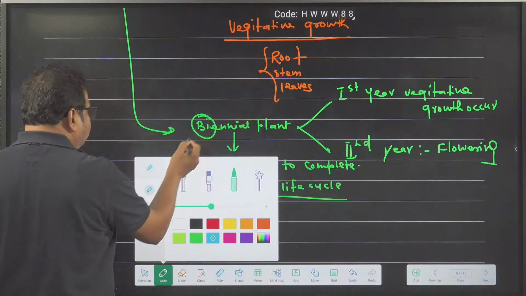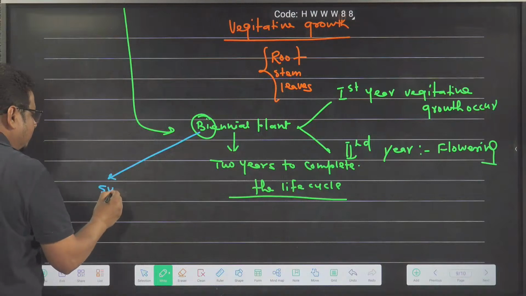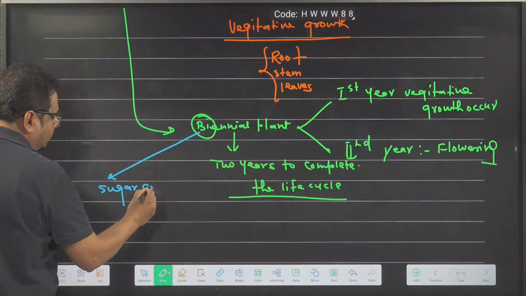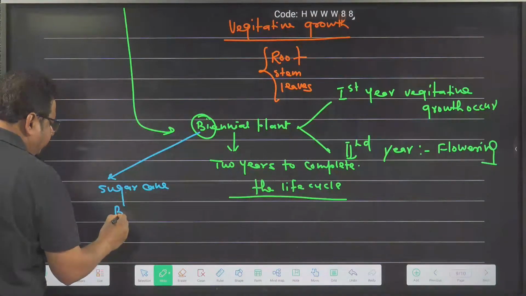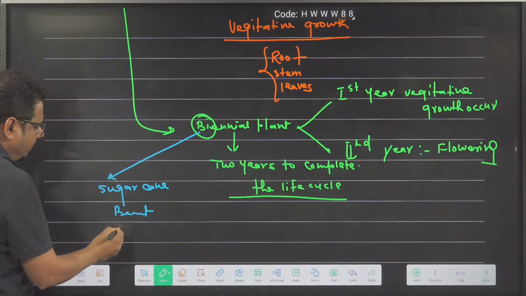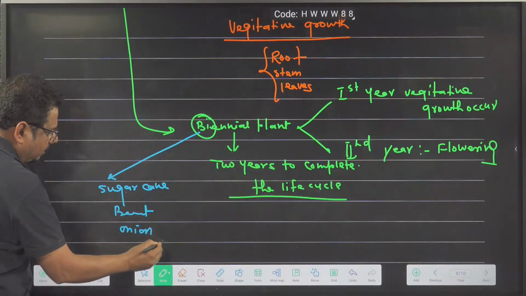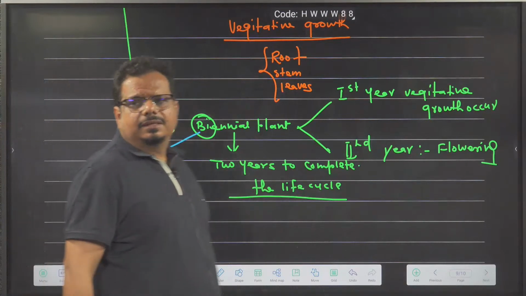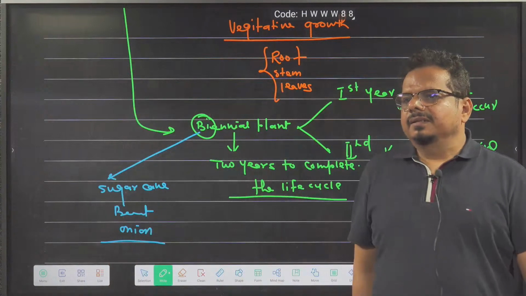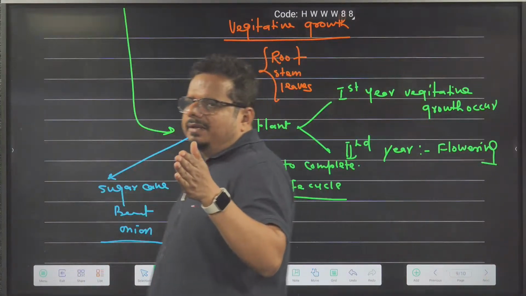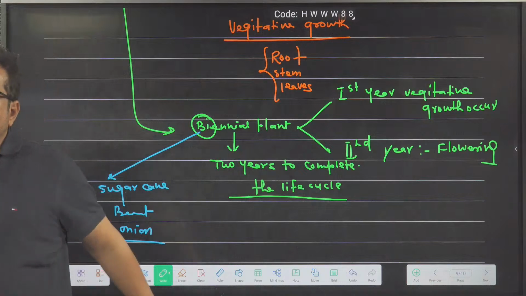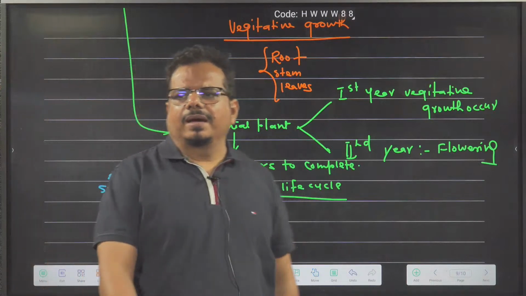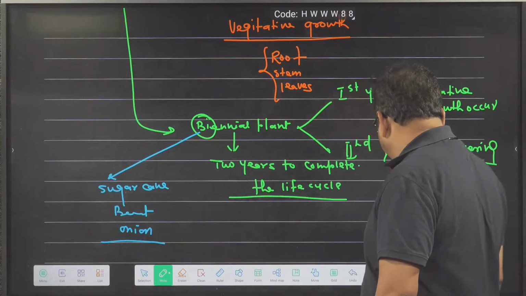Any example of biennial plants? We can write sugarcane, we can write beet, even we can write onion. These are which kind of plant? Biennial plants. In the first year vegetative growth occurs, in the second year flowering occurs. Such kind of plant is called a biennial plant.